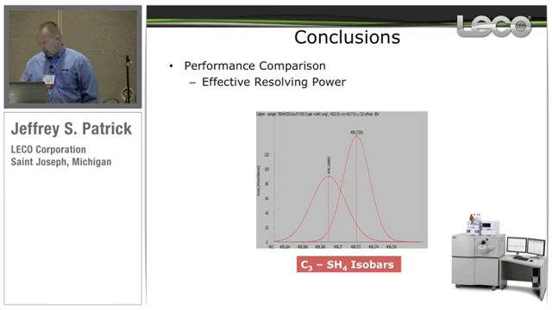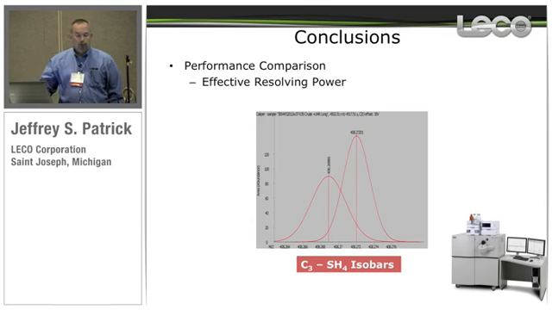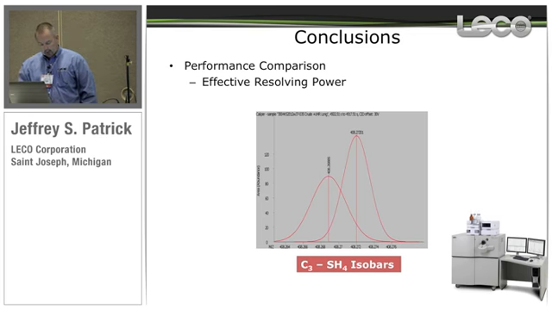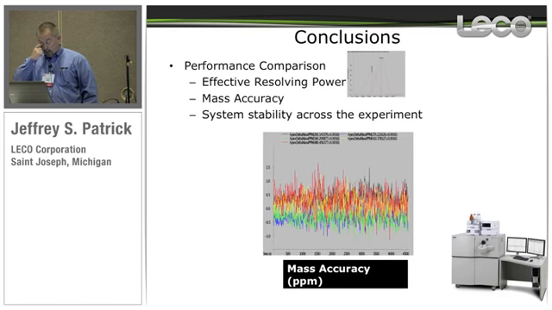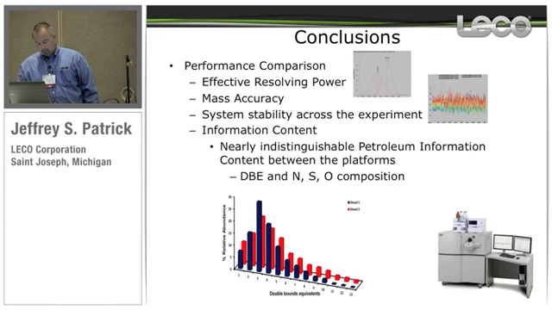So with the CIDIUS and the high resolution, we've been able to demonstrate that we have enough effective resolving power to answer the critical questions. The SH4-C3 exchange being the critical pair. We have mass accuracy and system stability across the experiment to get reliable results. And we can extract information with the aid of things like PetroOrg software to get the information content to be able to make decisions on petroleum samples, how to process them, and where they are critically different.